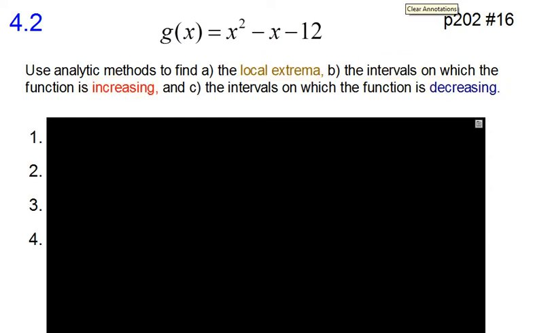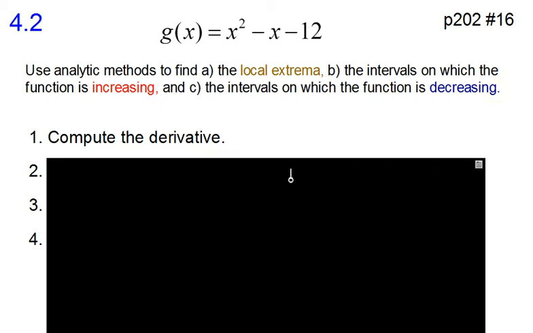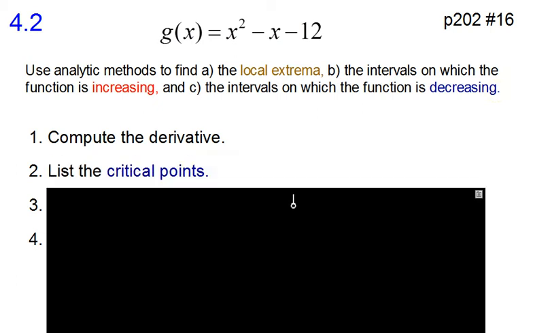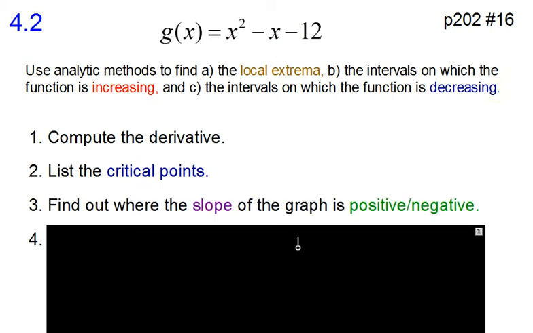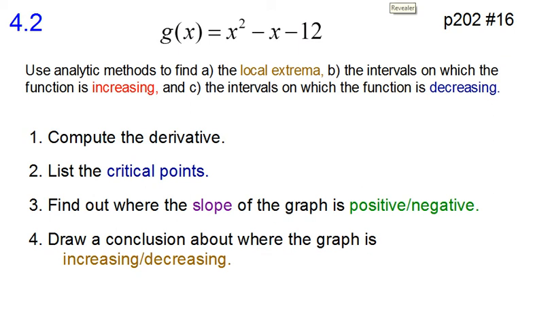Okay, so the general strategy for this is, one, to find the derivative. Which makes sense, knowing that the whole chapter is really about applications of derivatives. We should expect that that might come into play. Two, we'll find each critical point, and we'll use those critical points to determine where the slope of the graph is positive and where that slope is negative. And once we know that, we can then draw a conclusion about where the graph itself is increasing or decreasing.